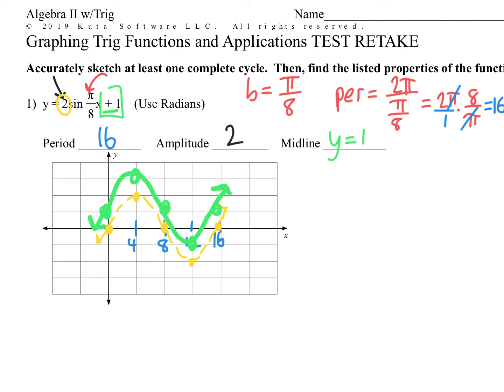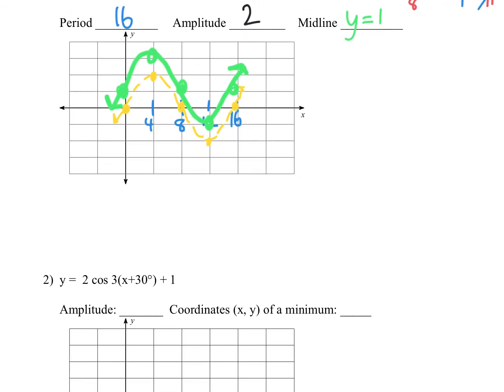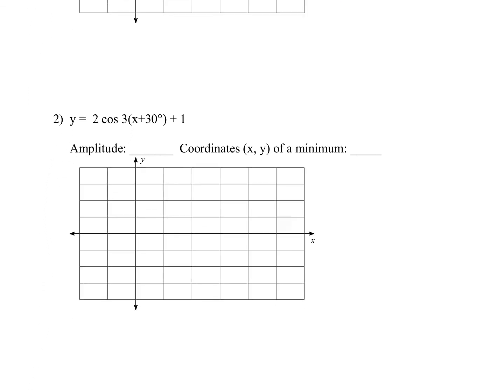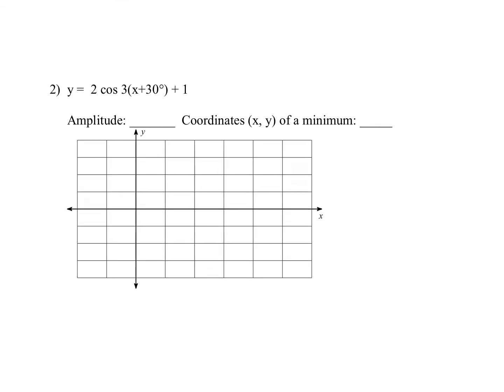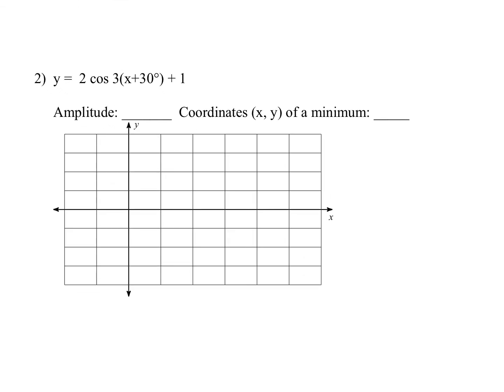All right, next problem, we have this one. Since that plus 30 is with the degree symbol, we're going to use degrees to set everything up. So let's get some properties and get the graph going. First off, amplitude, of course, is 2. And now the coordinates of a minimum, I'm going to save that. Let's graph this thing first, and then we'll figure out where the minimum is.